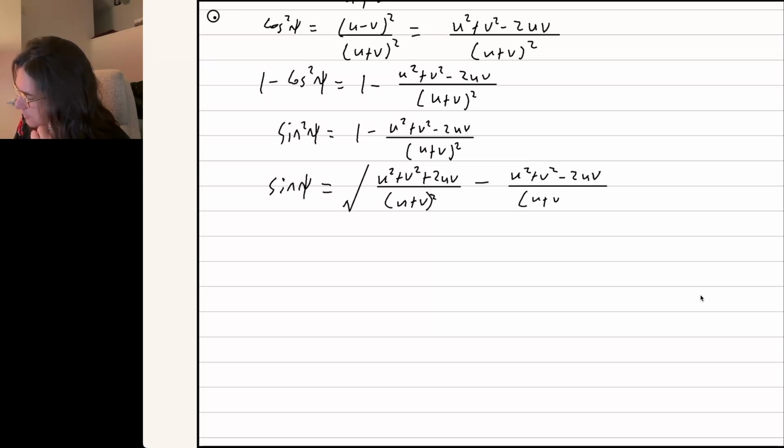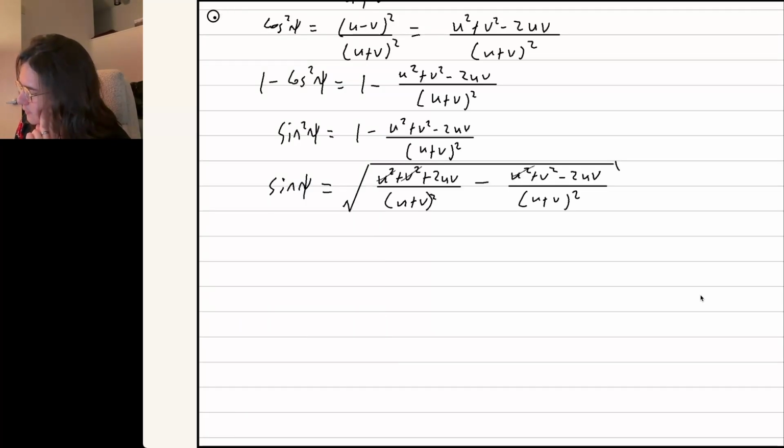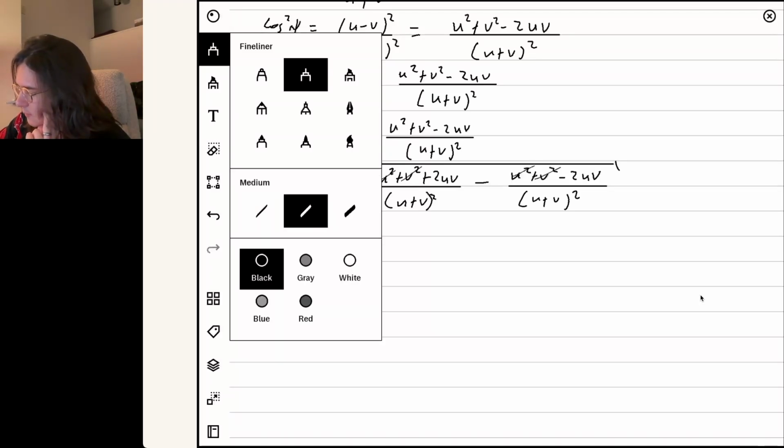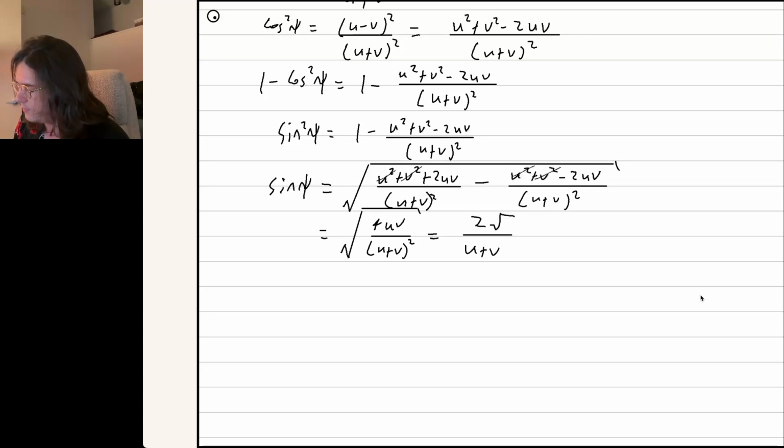Just like before, the squared terms will cancel each other out, but the cross terms will remain. So u squared cancels out u squared, v squared cancels out v squared. And then we'll have the square root of 4uv over (u plus v) squared, which we can even simplify. It's going to be 2 over u plus v times the square root of uv.